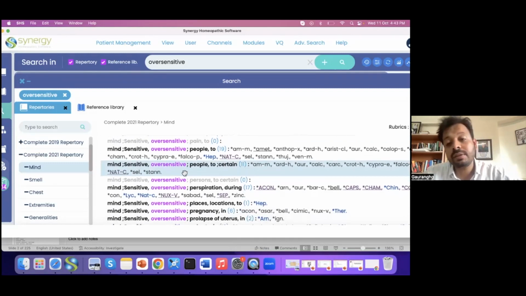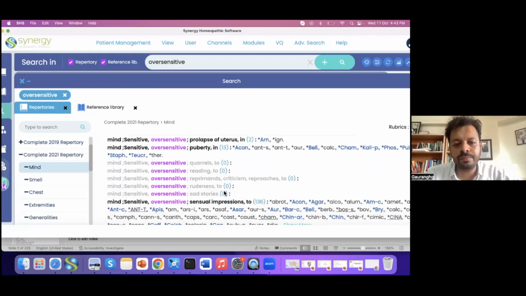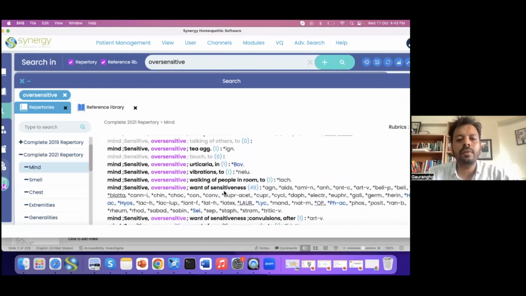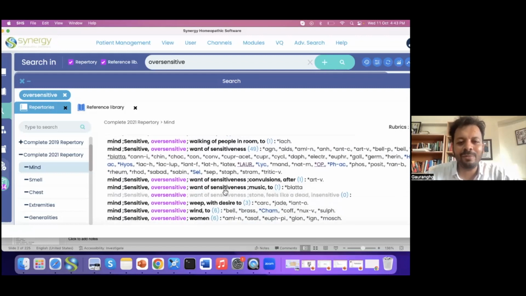Sensitive to certain persons: Natrum carbonicum, Ammonium muriaticum. One person in their life, they are very sensitive. I don't want to meet that person. Everything is okay, but that person, I don't want to meet. Natrum carbonicum. So interesting, every rubric.